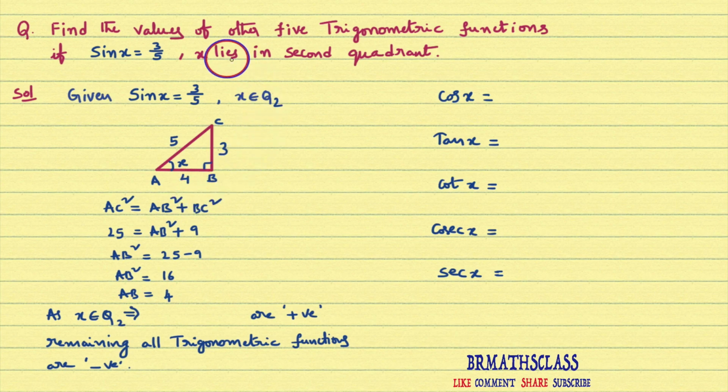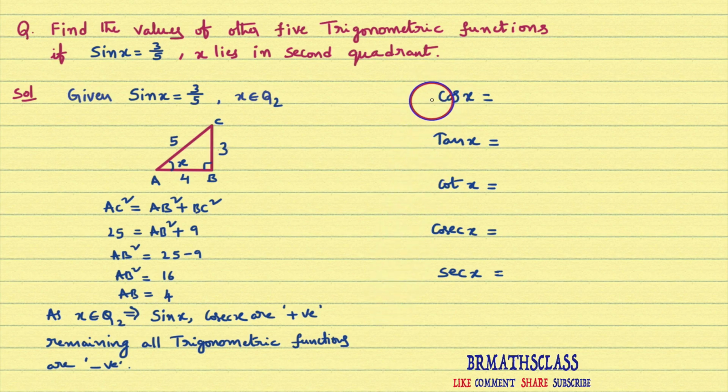As they mention, x lies in the second quadrant. We know that in the second quadrant, which trigonometric functions are positive? In the second quadrant, sin x and cosecant x are positive. What about the remaining trigonometric functions? They all are negative. Okay. Now, we will write all the other 5 trigonometric functions.